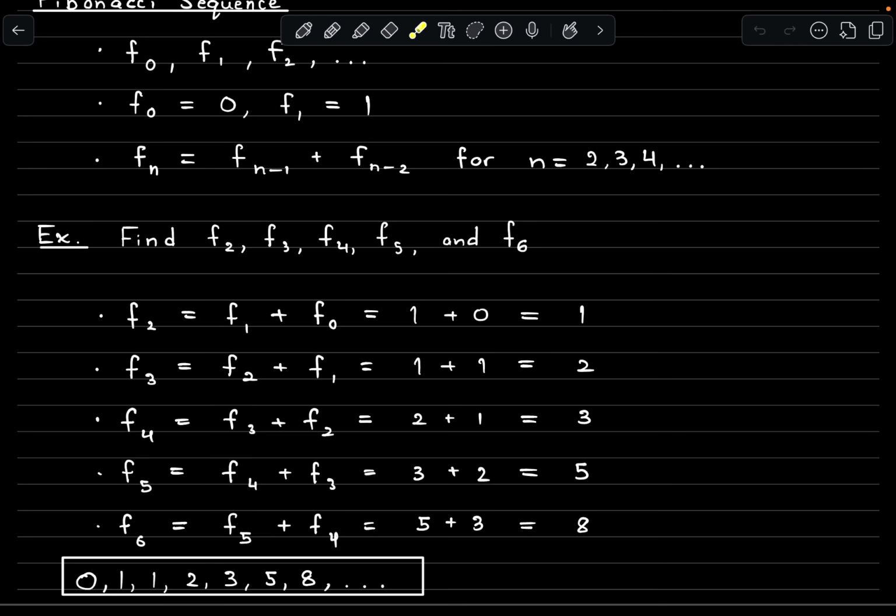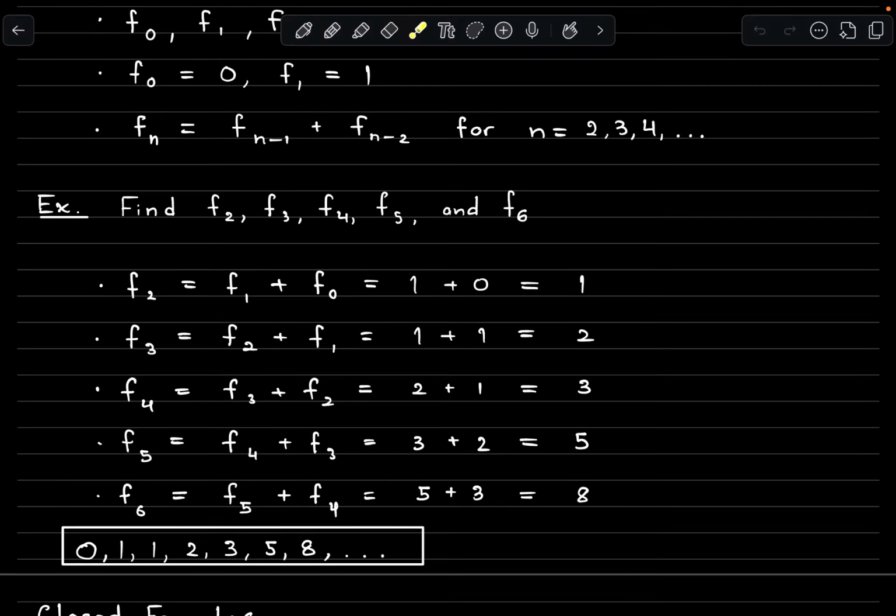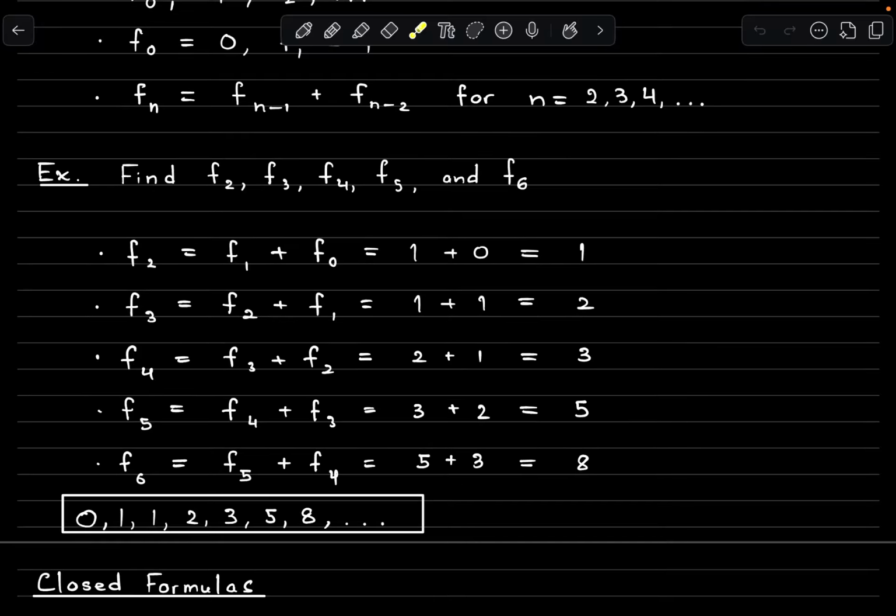Okay. And the Fibonacci sequence is a special sequence in math. It's related to something called the golden ratio, and it has all sorts of applications graphically and so on. Okay. So that was just a quick look at how that sequence works.